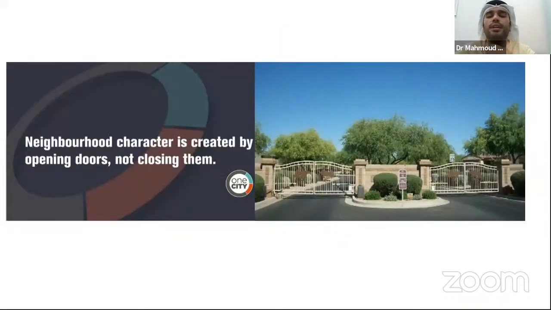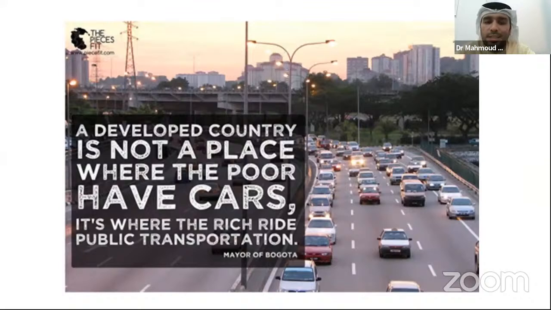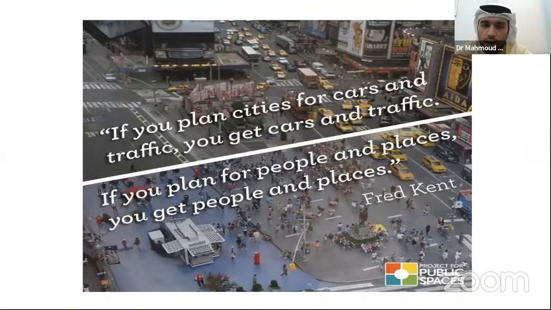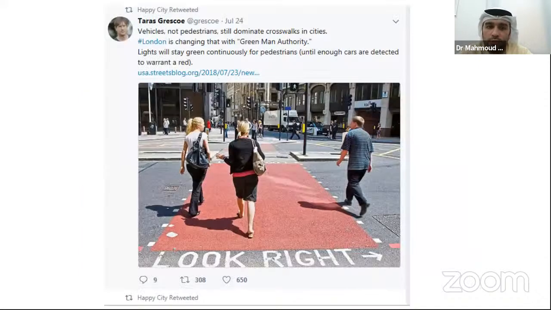And the issue of gated communities is another issue. A lot of cities have been actually focusing on building segregation within cities, building a quality of life segregated for rich communities. Social sustainability requires inclusivity, requires building cities for all, building cities for people rather than for cars. Because if we plan cities for people and places, we will get people and places. And if we plan it for cars and traffic, we will get cars and traffic.